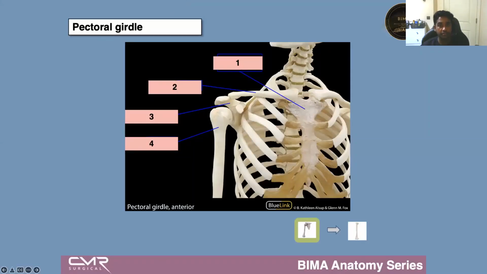Yes, sternum. So it's the manubrium of the sternum. The manubrium is referring to the part of the sternum. You have the manubrium over here, which is the top part of the sternum. So if we move down to number 2, does anyone know what that is? That is the clavicle. Well done.